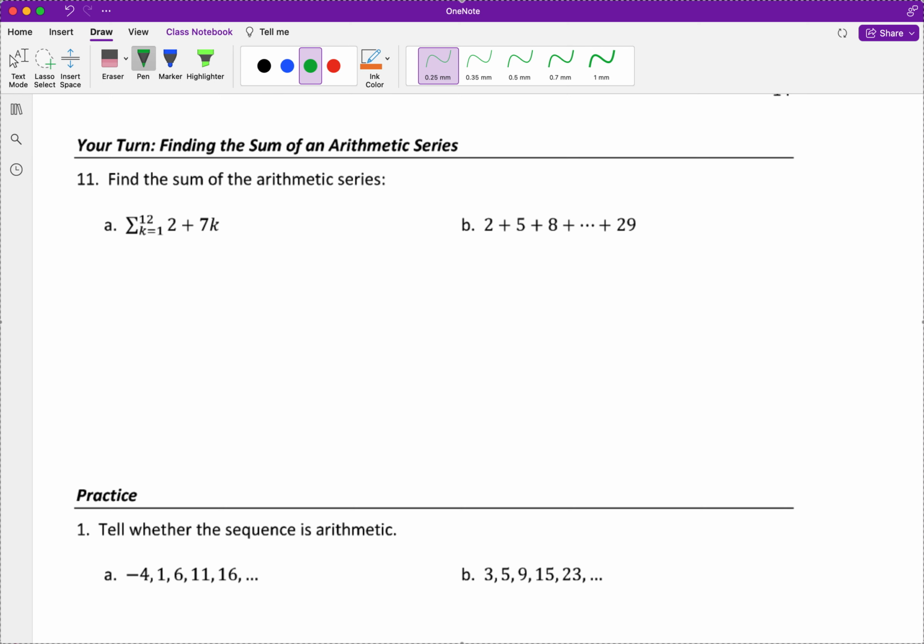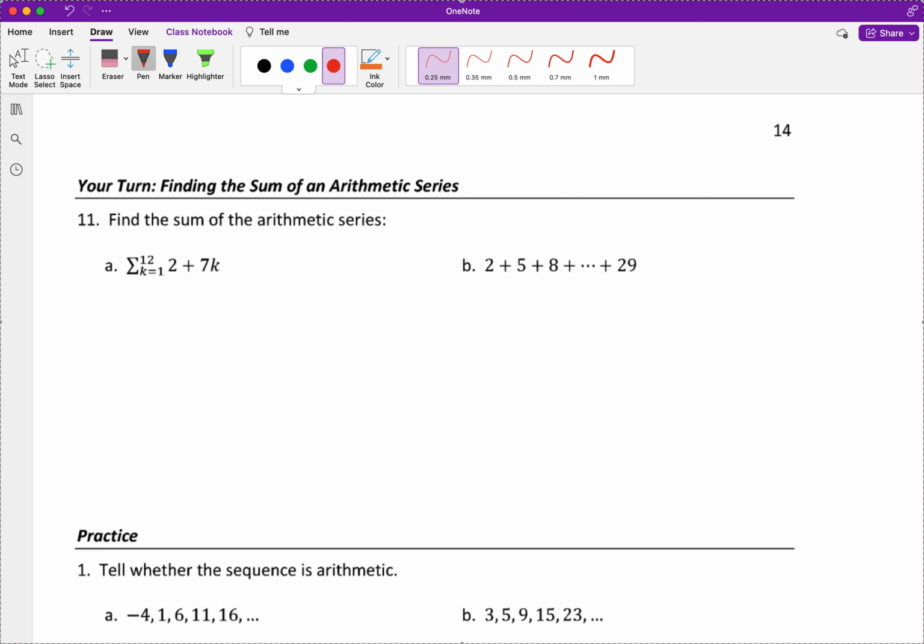Alrighty, last set of your turns, so you should try this one out, and I will be here going over it whenever you're ready for me.